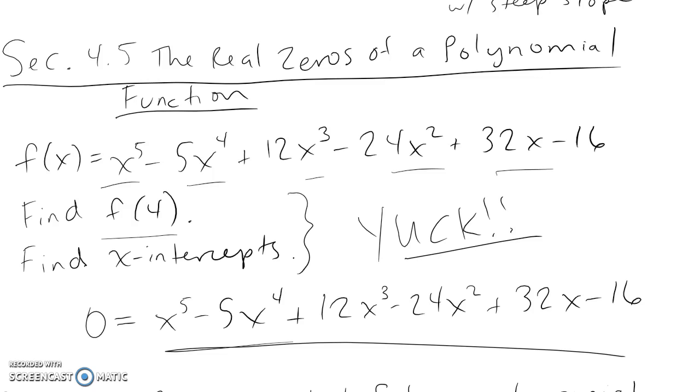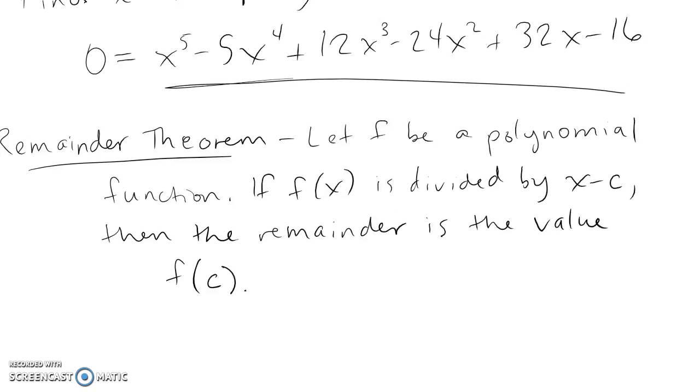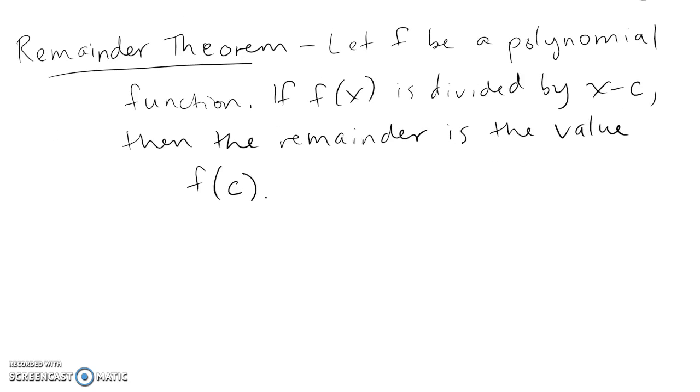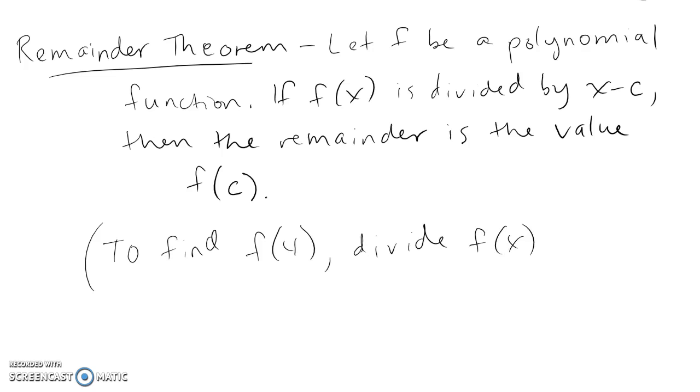Well, in this section we're going to learn about two theorems that are so awesome that you'll love them forever, I promise. The first one is called the remainder theorem. It says, let f be a polynomial function. If that polynomial function, f of x, is divided by a factor, x minus c, then the remainder is the value of f of c. So what we're saying is that if we wanted to find f of 4, we divide f of x by x minus 4 and take the remainder.